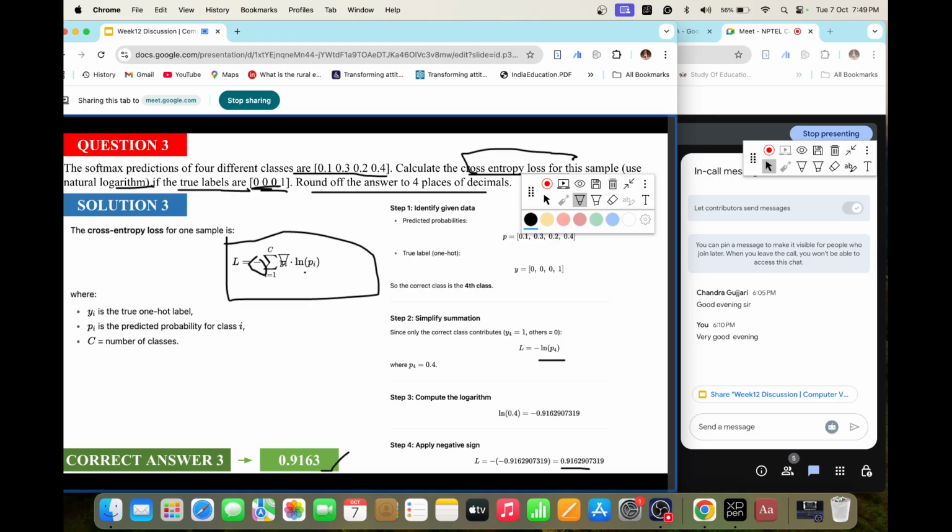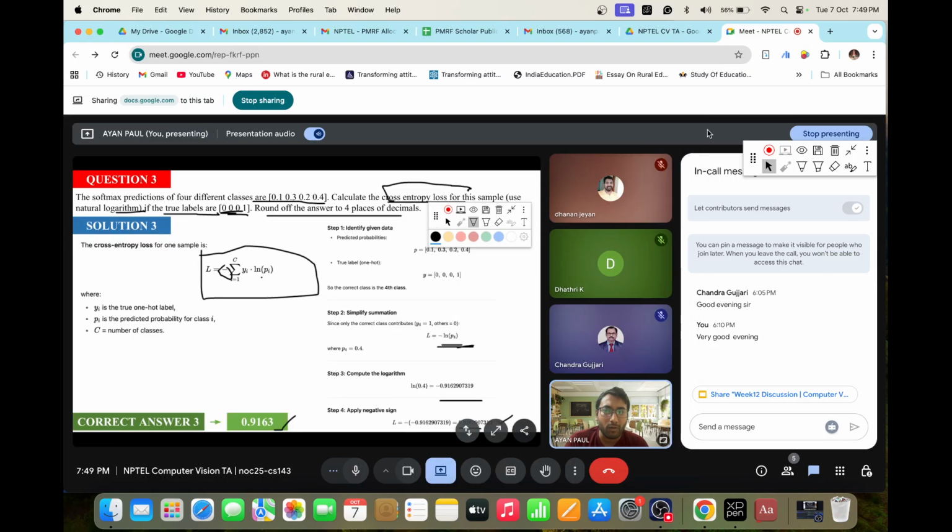So for 1 to 3, all the y contributions are 0. So 0 into something is 0 only. That is why I have not even written it. So I can just write 1 into ln p4. That is what I have written, and the minus sign is there. So by this just calculate it, and you will get the answer. Okay, so very easy, I hope. Clear, right? Any doubt in this?